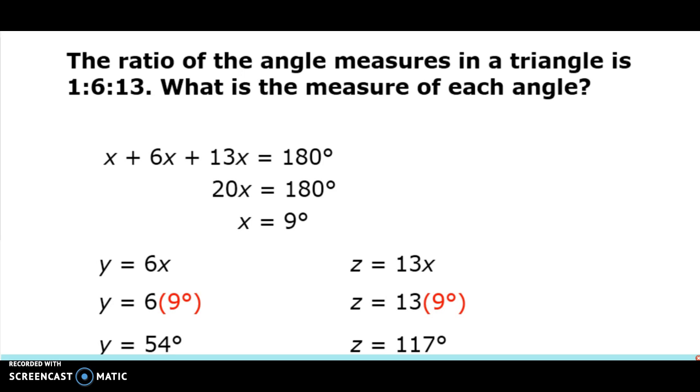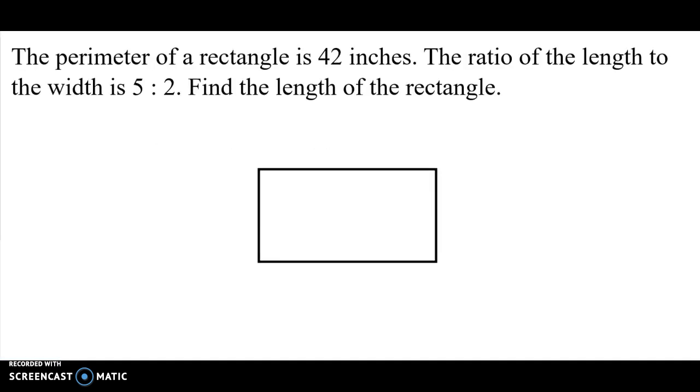I'm going to kind of set this one up for you because there's one like it on your homework. So the perimeter of a rectangle is 42 inches. The ratio of length to width is 5 to 2. Okay? Once again, we're back to perimeter.